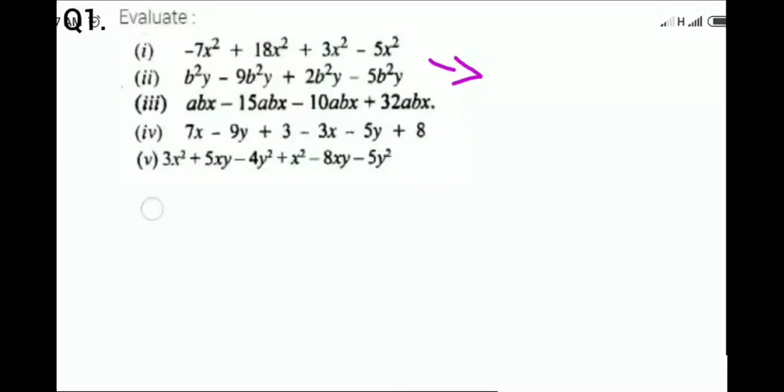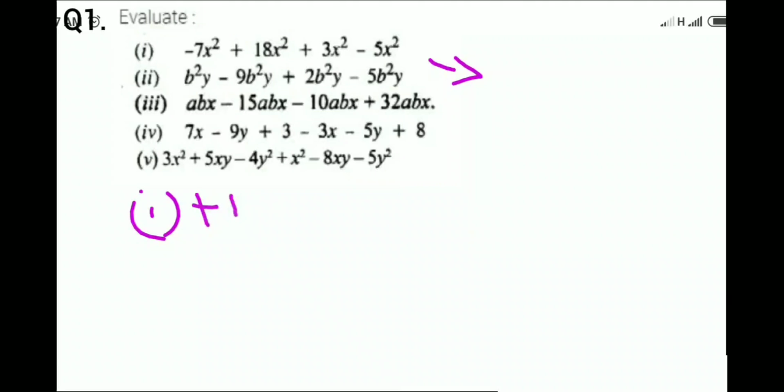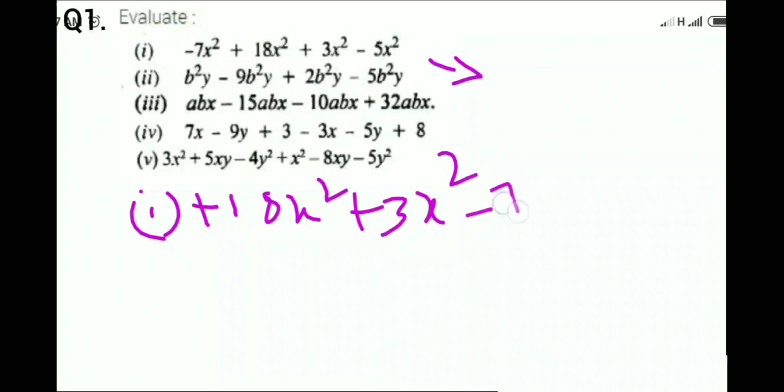Thus, we will write first the plus values. Therefore, plus 18x square plus 3x square, minus 7x square plus minus 5x square. This is minus.